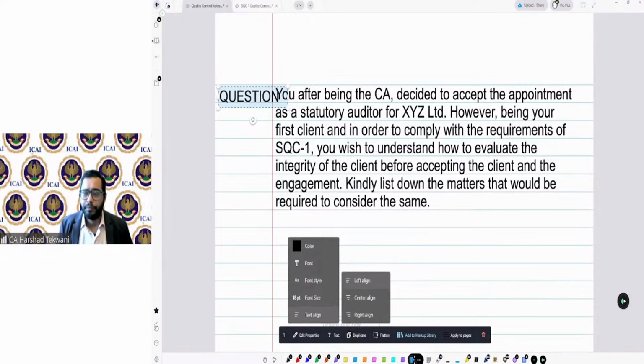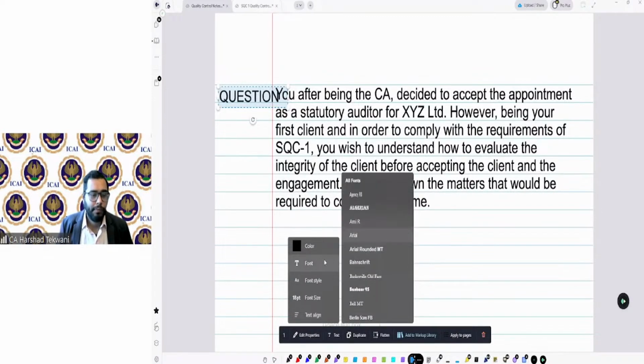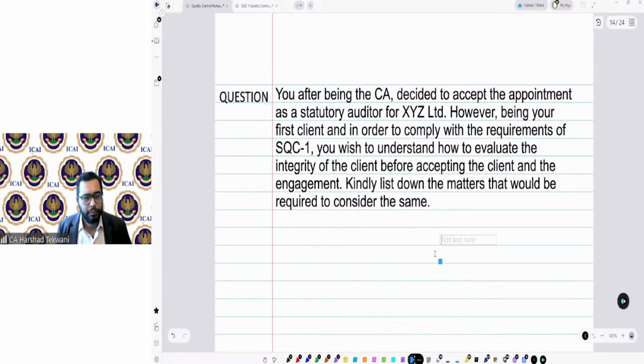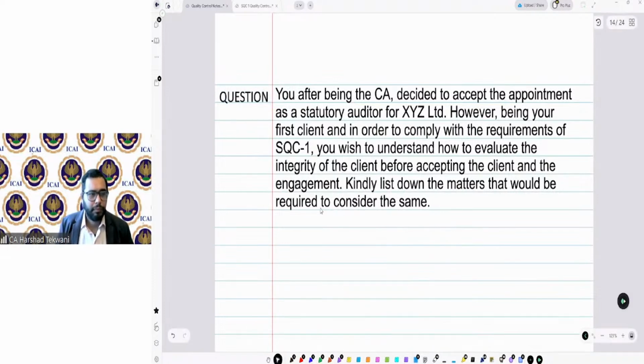Quickly, guys. How will you check the integrity of the client? Check the list of directors and KMP about them from friends and social media. Okay, by asking questions. Very good. But what questions you will ask?